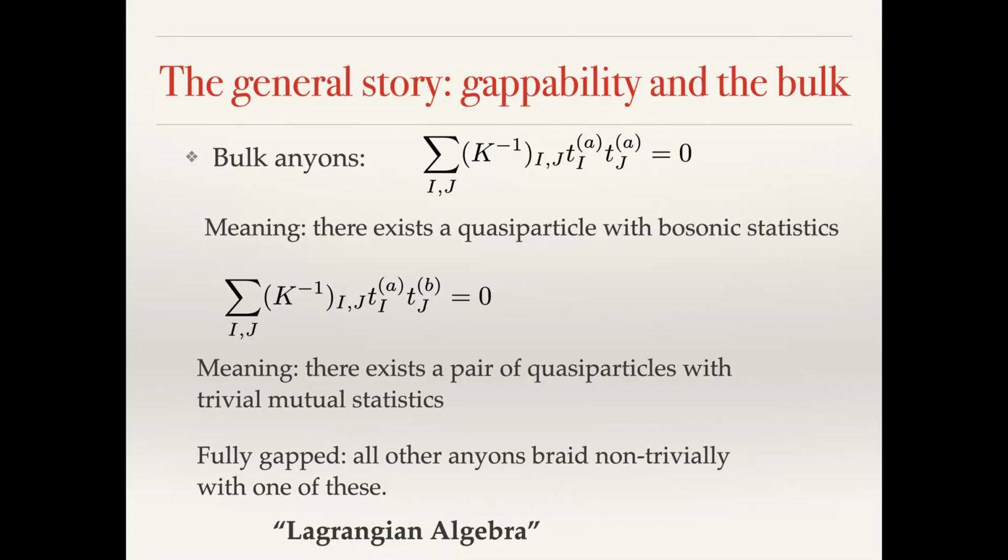And there's a word for this. This is called a Lagrangian algebra, and it tells us exactly when our boundary can be gapped.